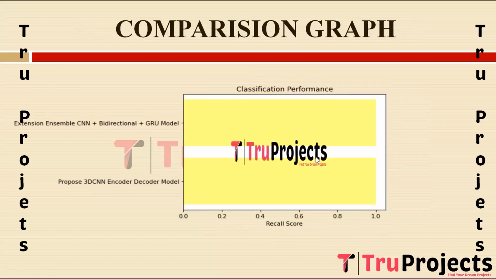This is the recall comparison graph. On the x-axis, we have the recall score, and on the y-axis, we have the algorithm name. And from this graph, we can see that CNN plus BiGRU performs well. Recall, also known as sensitivity or true positive rate, measures the model's ability to correctly identify all relevant instances in the dataset. It calculates the ratio of true positives to the total number of actual positive instances, true positives plus false negatives.